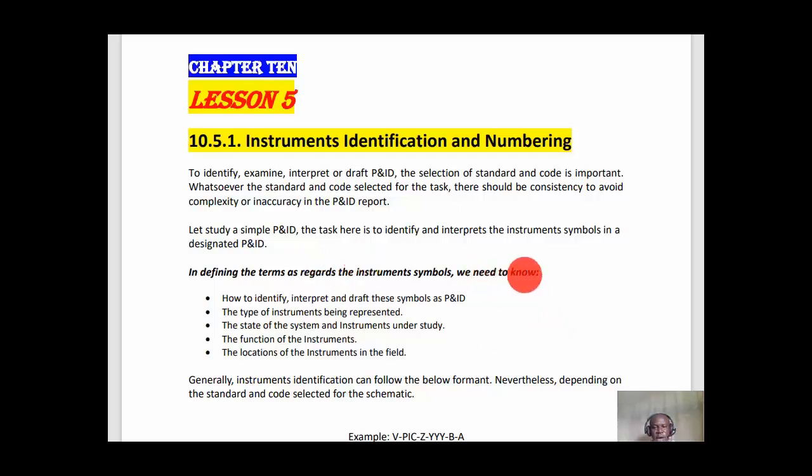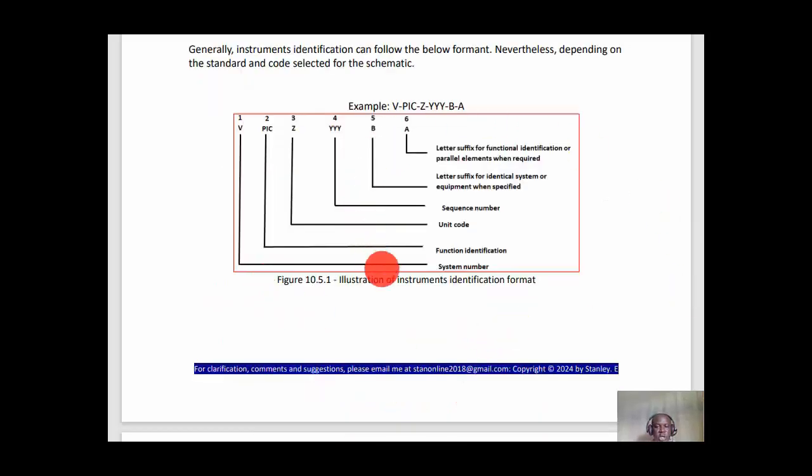The task here is to identify and interpret the instrument symbol in the designated P&ID diagram. In defining the terms as regards the instrument symbol, we need to know how to identify, interpret, and draft these symbols: the type of instrument being represented, the state of the system and the instrument under study, the functions of the instrument, and the location of the instrument in the field. Generally, instrument identification can follow the format below, depending on the standard and code selected. For illustration purposes, the instrument identification format can be in this form.